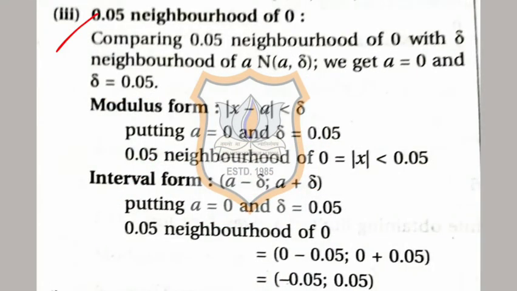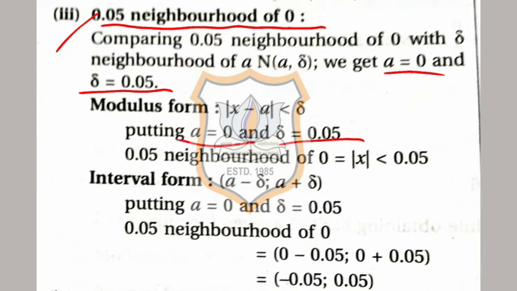Let's solve the third part. 0.05 neighborhood of 0. So here A is 0, delta is 0.05. So for finding the modulus form, let's substitute A equal to 0, delta equal to 0.05. So we will have mod of x minus 0, and x minus 0 is mod x, that is less than delta, and delta is 0.05. So the value will be mod x is less than 0.05.